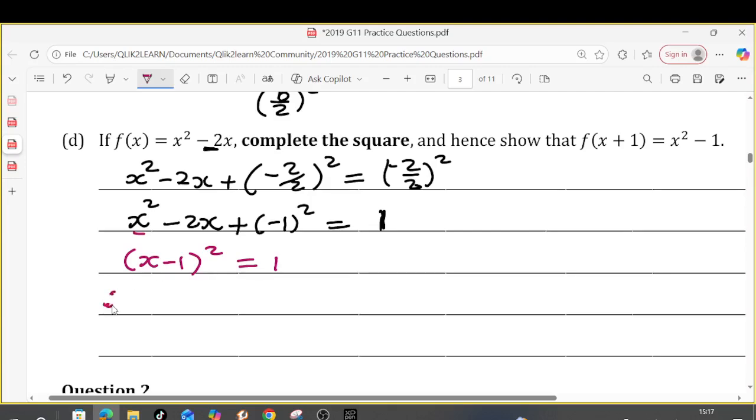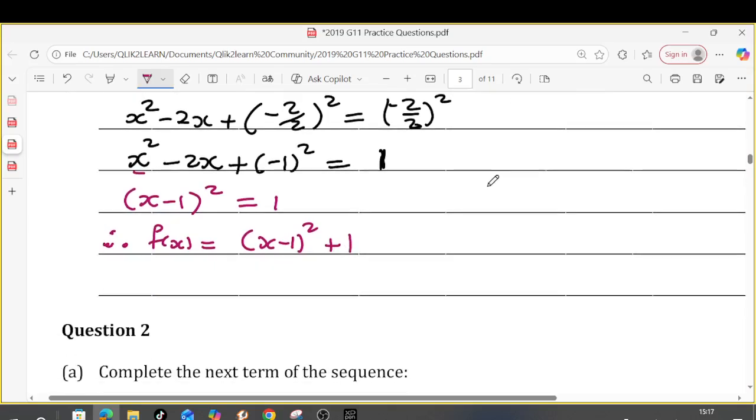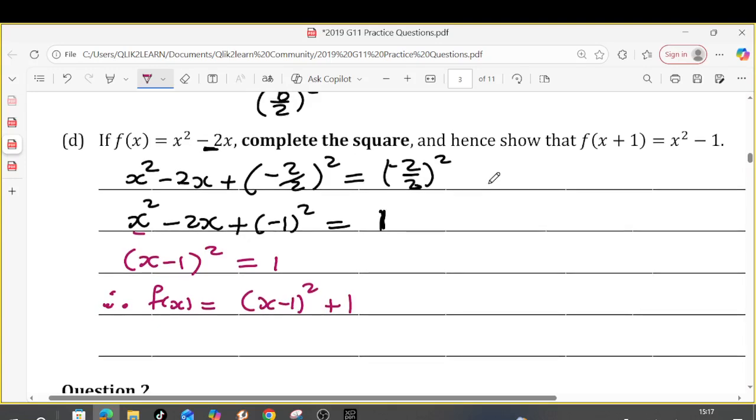They said complete the square. Therefore, our f of x, if we complete the square, is going to be (x minus 1) squared plus 1. I hope everyone understands that part. No, why is it plus 1? Should be minus 1. Because the 1 goes on the other side to be negative.